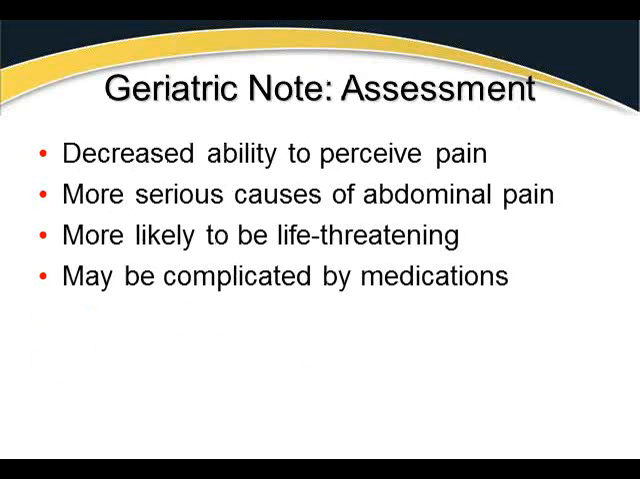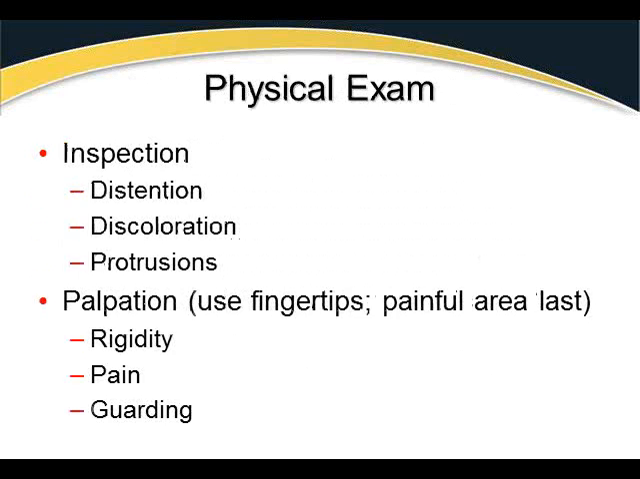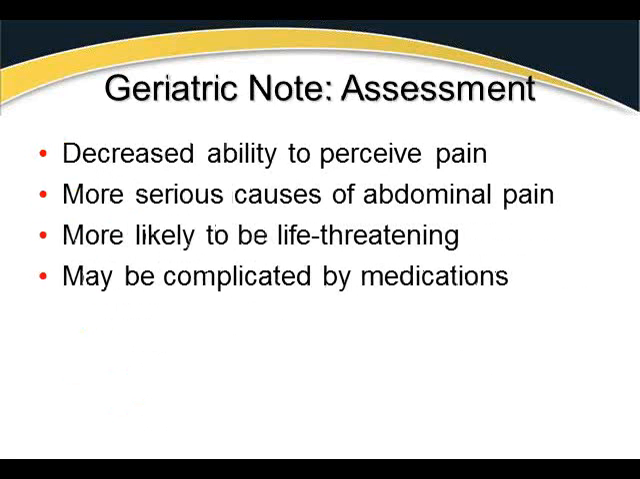In the geriatric assessment, some other things to consider. Decreased ability to perceive pain because their nerves start to break down over time. So maybe the pain is actually indicative of a certain type of emergency. They just don't feel it quite as much. More serious causes of abdominal pain. So that aortic aneurysm is a very real possibility. It's very much more likely to be life-threatening, and it can be complicated by medications.